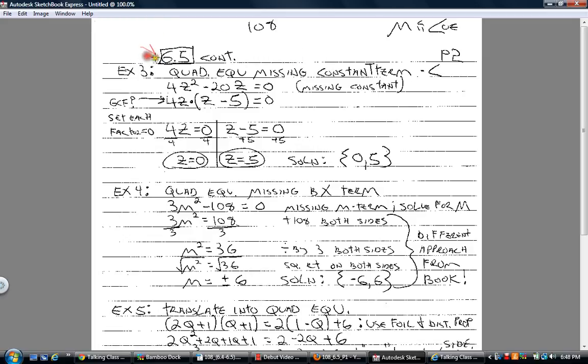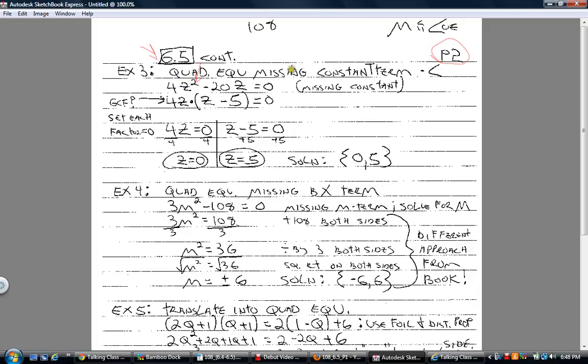Going to continue working on 6.5, solving quadratic equations, page 2 for this video. And we got a couple variations, but always keep in mind in these problems, you got to train your eyes and look for that squared term. As soon as you see that, you know you're dealing with a quadratic. There's a couple different flavors to it, but you do have a quadratic equation because the exponent is a 2. Okay, now here's example 3.